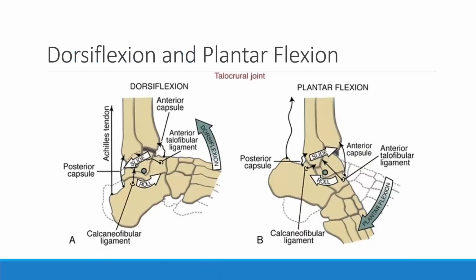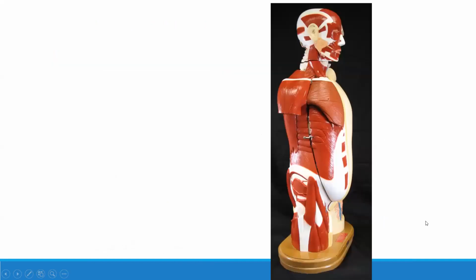And again, this is what it looks like. This is dorsiflexion, raising the toes and lowering the heel. And here's plantar flexion, raising the heel and lowering our toes.